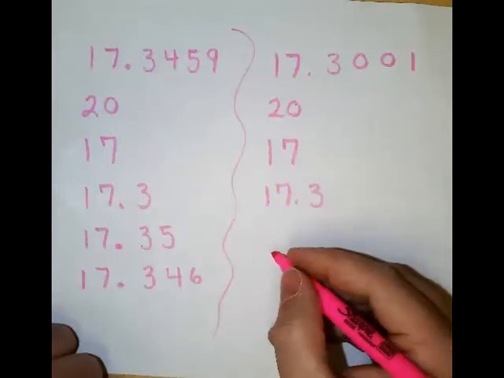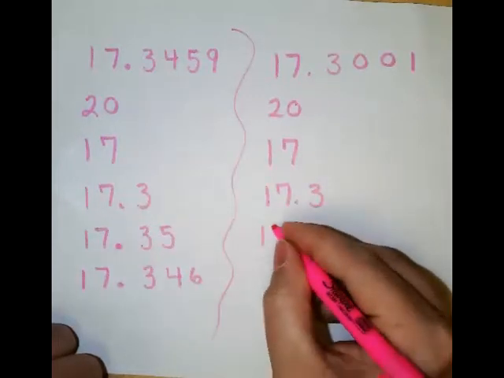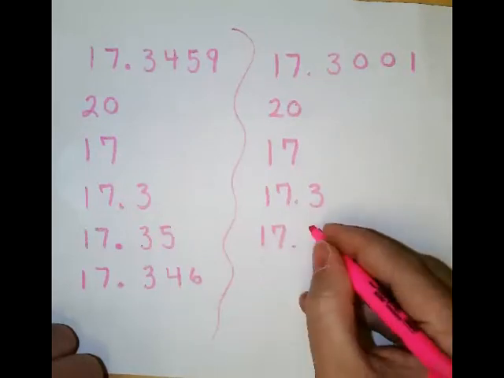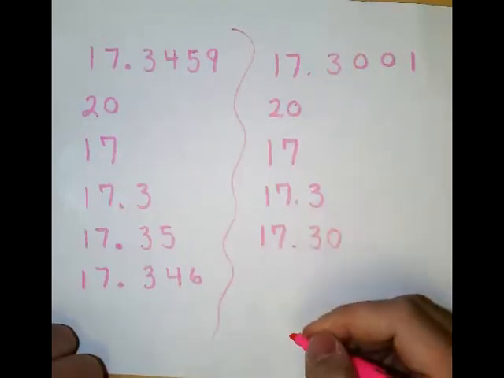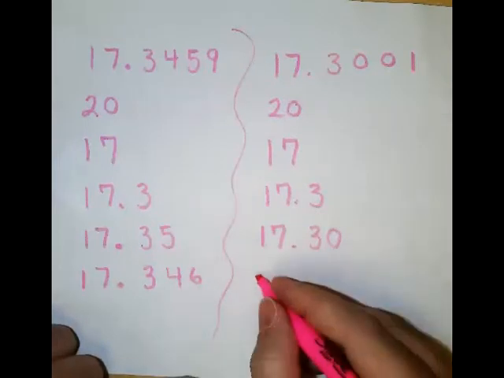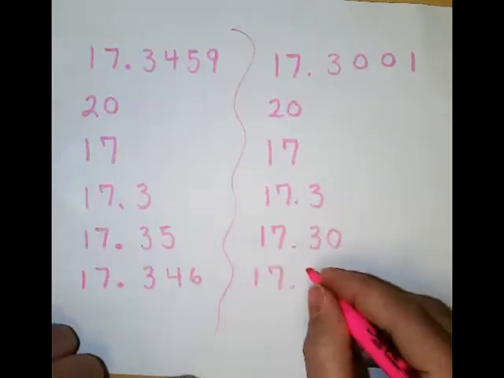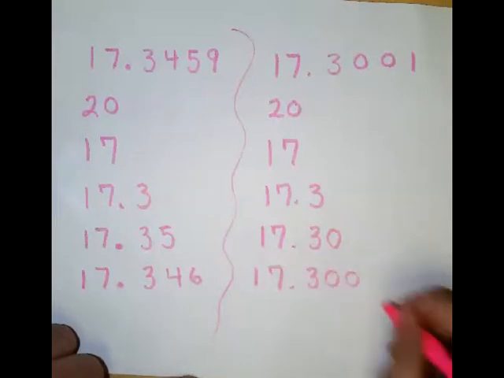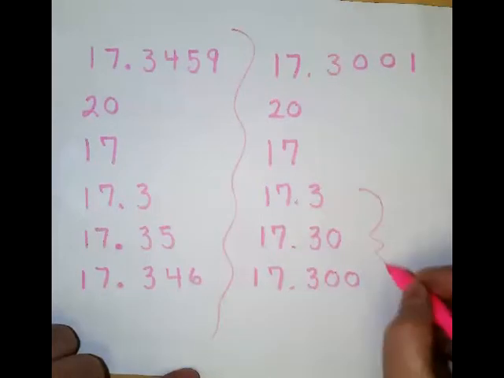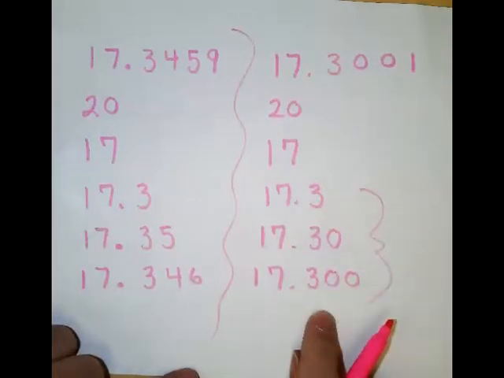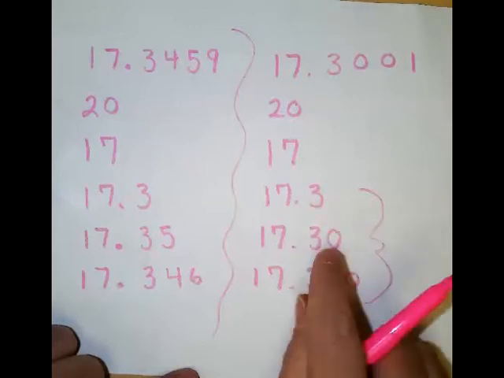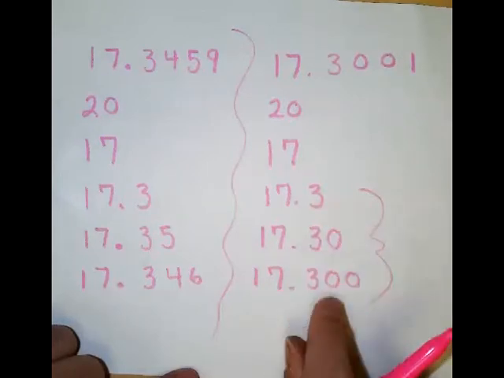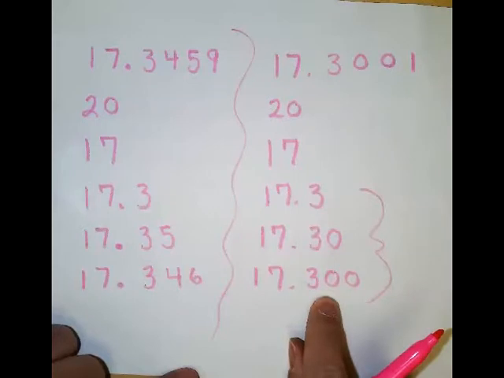What about my nearest hundredth? Well, now my nearest hundredth is 17 and 30 hundredths. What about my nearest thousandth? Well, now it's 17 and 300 thousandths. Even though these three numbers in other contexts all equal each other, of course, 17 and 3/10 is the same as 17 and 30 hundredths, is the same as 17 and 300 thousandths. Even though they all equal each other, they are different in terms of their precision.